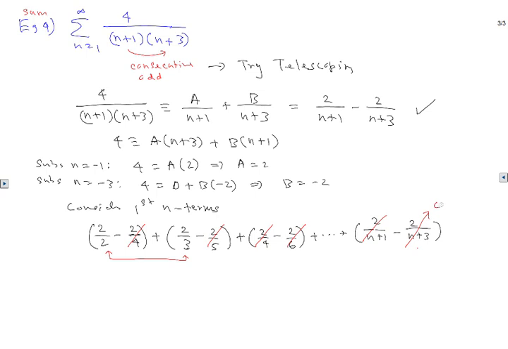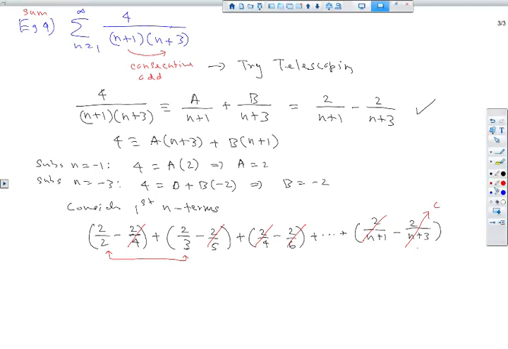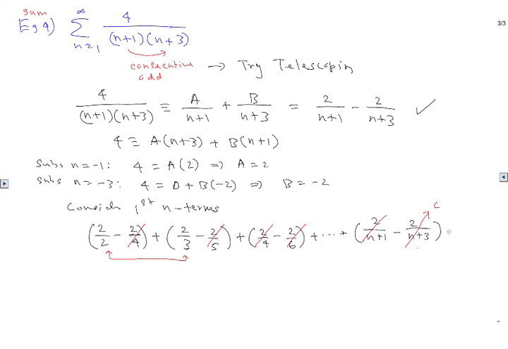Okay, so now you can see that when n goes to infinity, this goes to 0. When it goes to infinity, this goes to 0. That means your series simply ends up with two numbers. So what's going to happen? The sum is going to end up with these two numbers. What two numbers? 2 and 2/3. So you can see that this is going to end up with 2 plus 2/3.